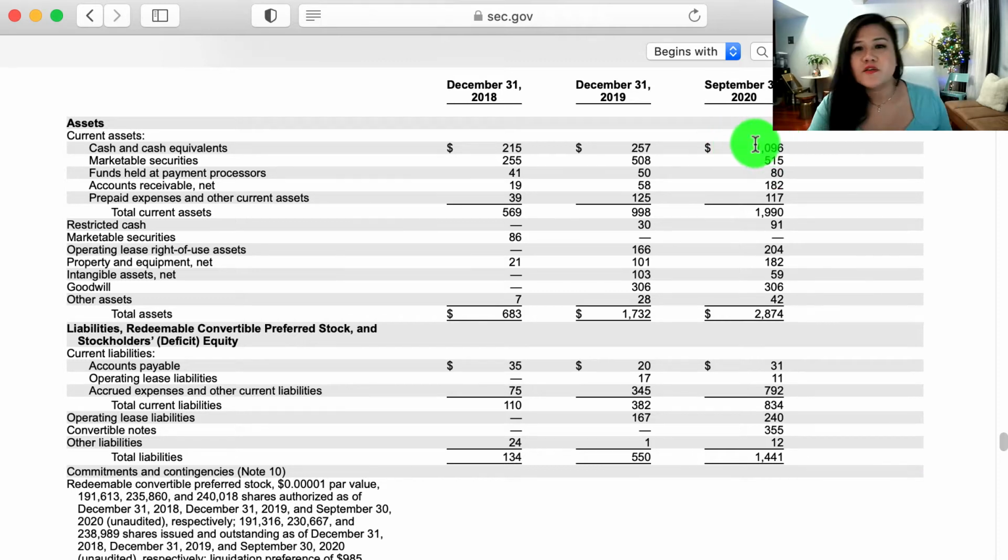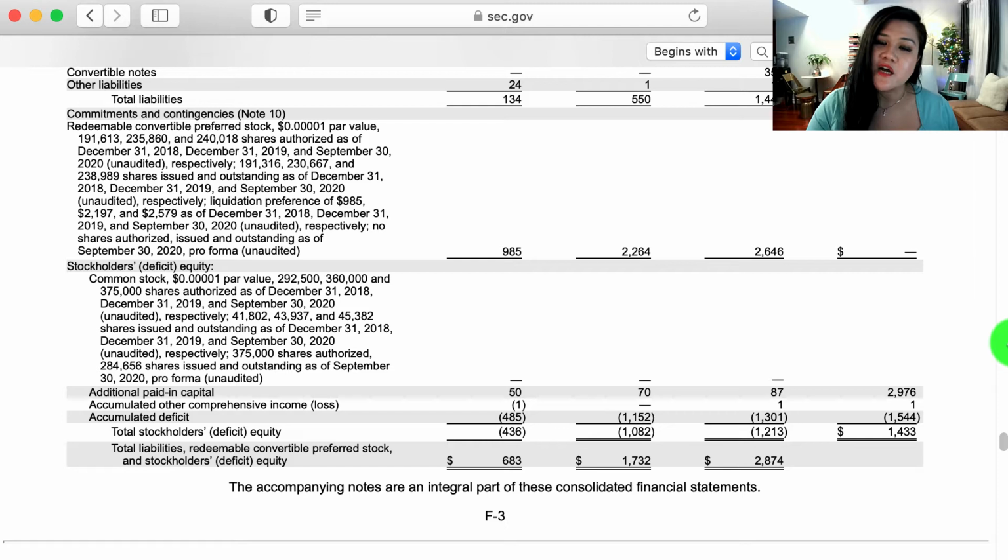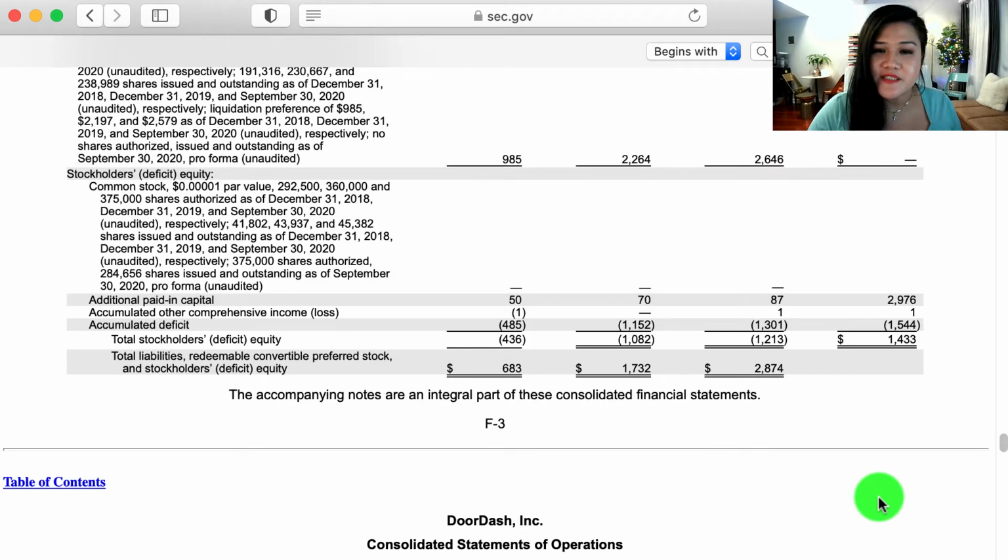So this $1 billion that you see here isn't all from operations, and you're going to see that in the statement of cash flows as well. Alright, so let's move on to the stockholders' equity section. Similar to Airbnb, you can see that DoorDash is currently running a deficit of $1.3 billion. So that's something you want to keep in mind as well.